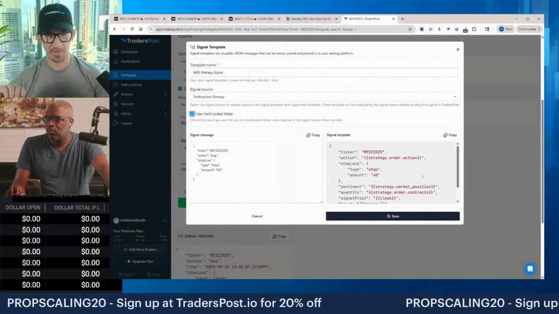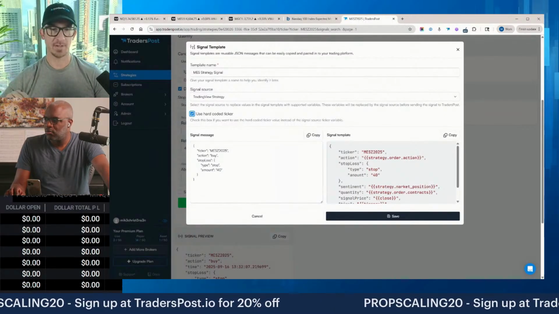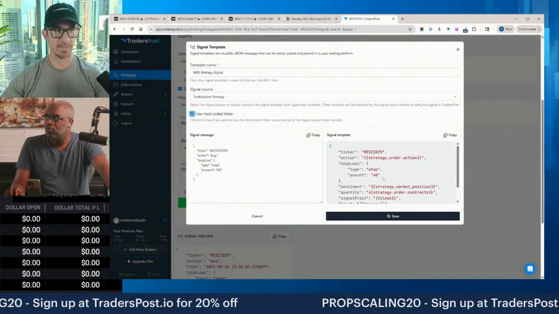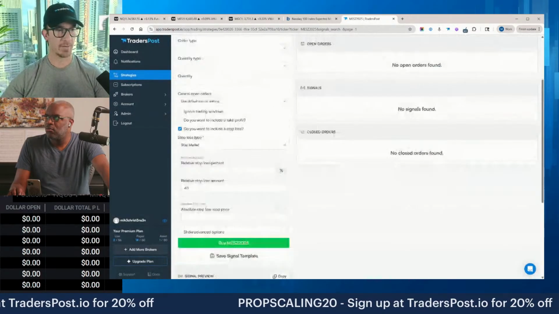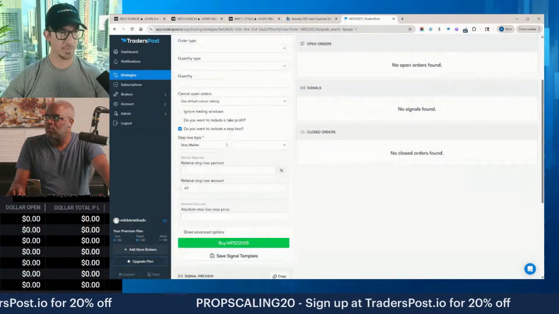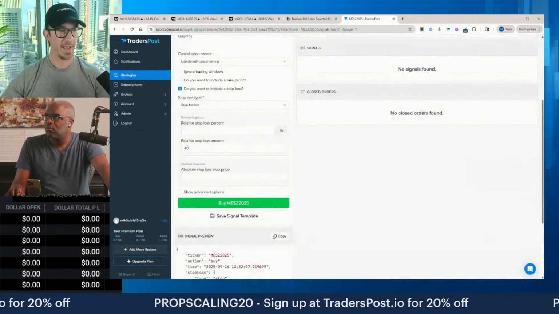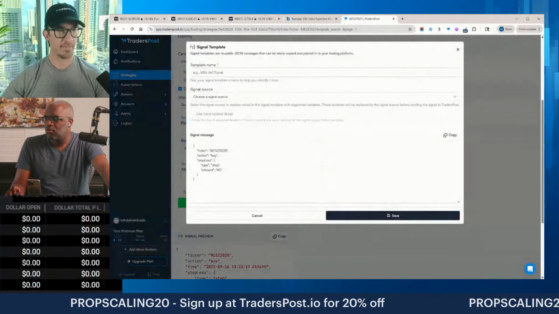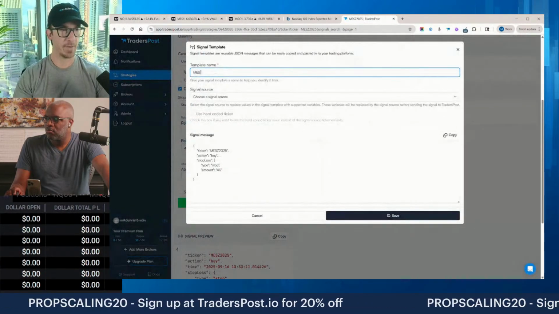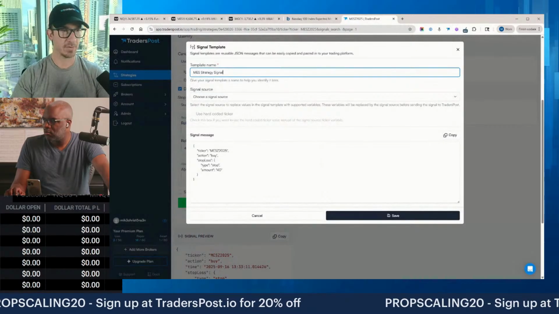But I also want to make sure that I have a max risk defined on this strategy, so I want to include a stop loss. What I've done here is I have a buy order I'm creating for MES, and I do want it to include a stop loss. It's going to have a relative stop loss amount of 40 points. And when I save that template, I'm going to say MES strategy signal.